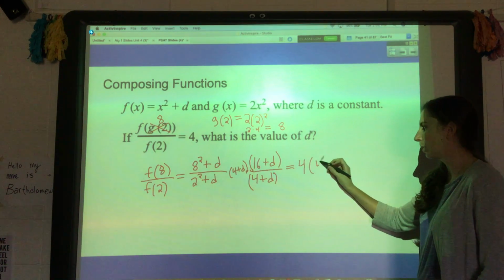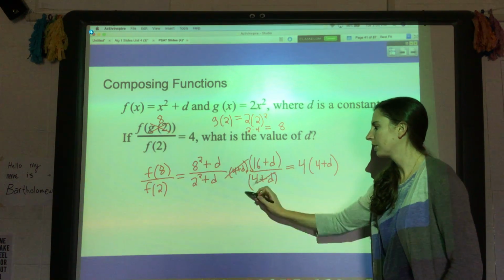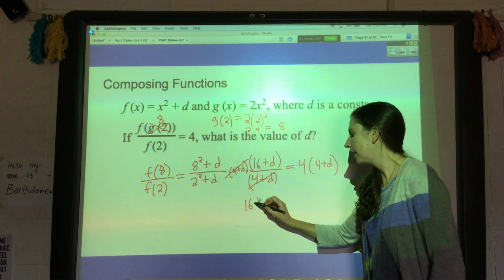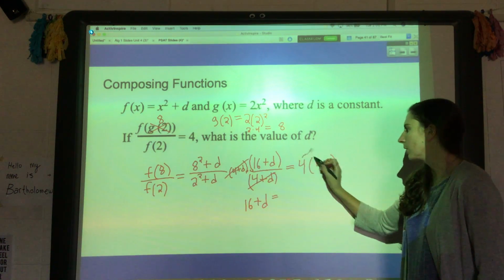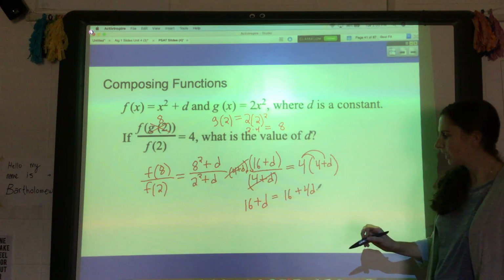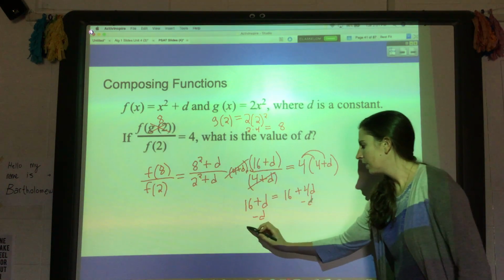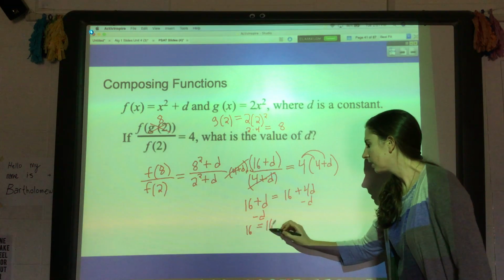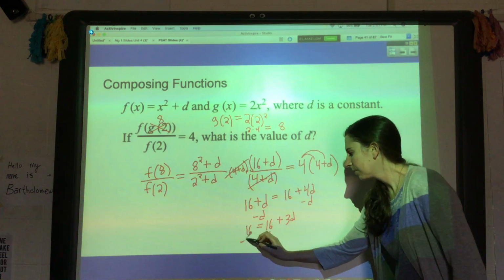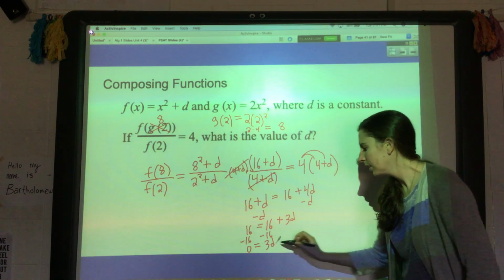And multiply this side by 4 plus d, which would cancel that out. And so then you'd be left with 16 plus d equals 16 plus 4d. And then subtract d from both sides. So you get 16 equals 16 plus 3d. And then subtract 16. And you get 0 equals 3d.